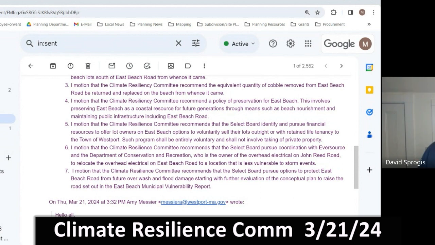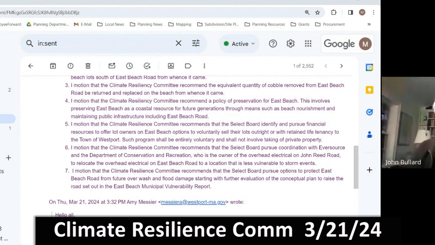So why does the select board need to get a motion from us to do this? It seems to me they should just be doing it anyway, unless there's a caveat that, reading between the lines, the select board would be giving permits that they would not otherwise give, that we're willing to horse trade for this, and we might not all agree on the horse trading.